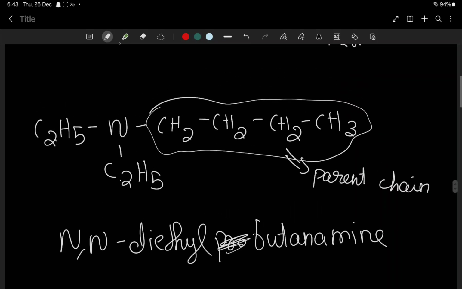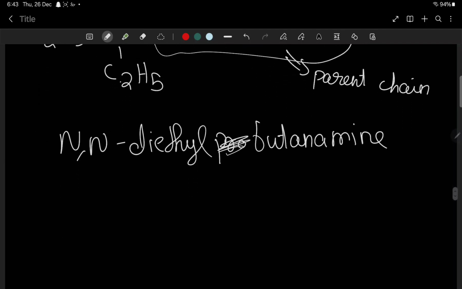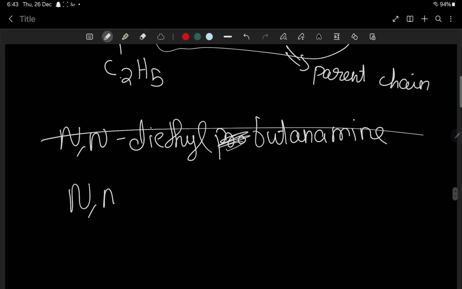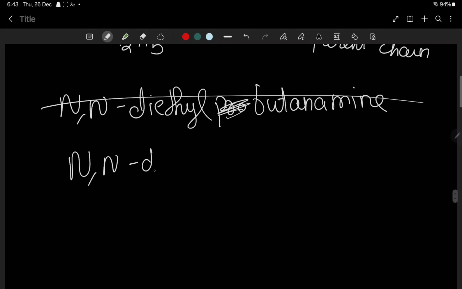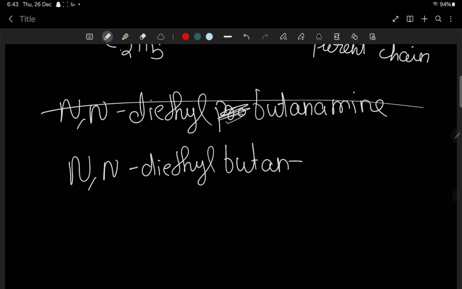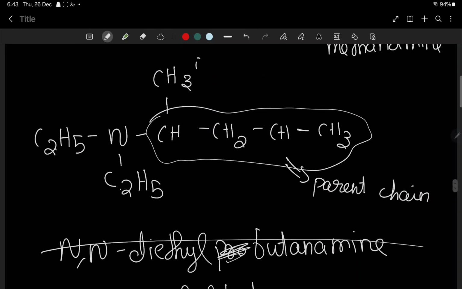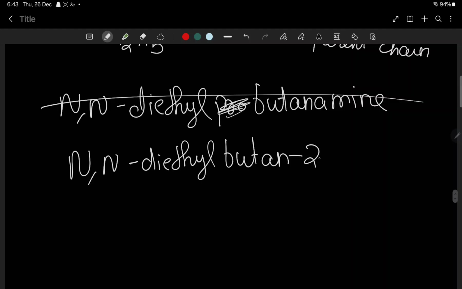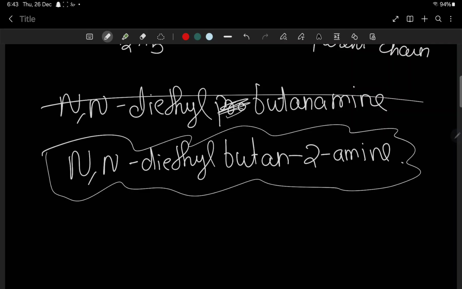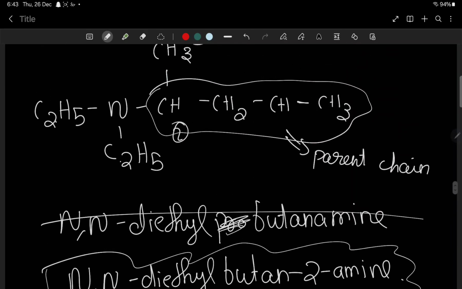If this was the compound instead, yes, if this was the compound, we will name it NN diethyl, the same as before. Diethyl butan, which position? 1, 2. So second position, butan-2-amine. This is the answer. So this is about nomenclature.